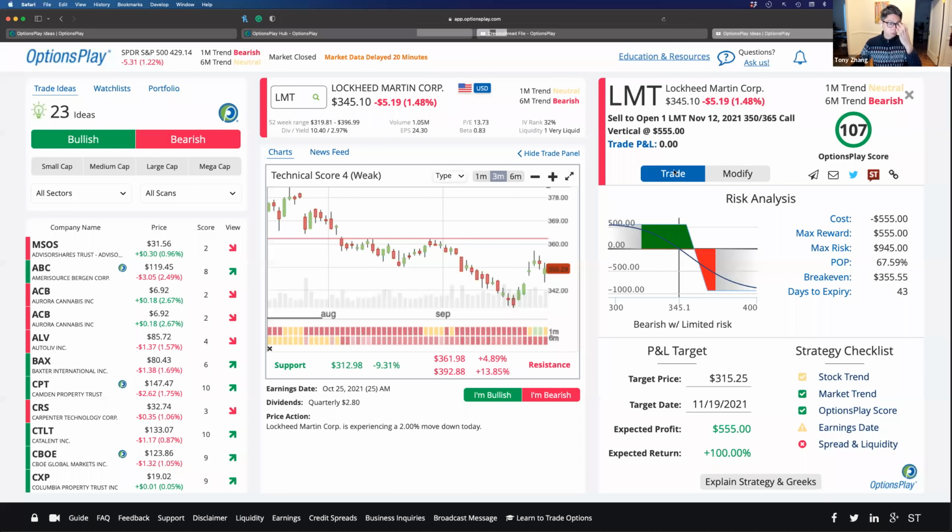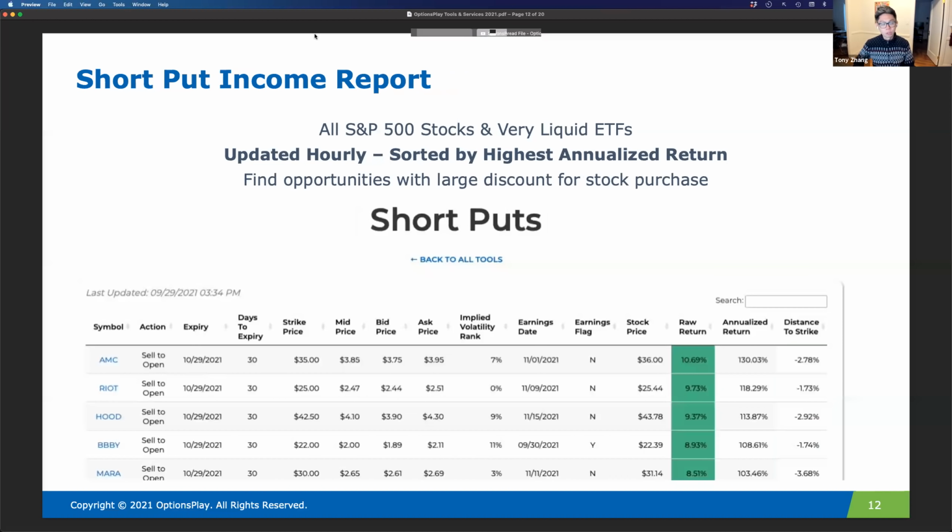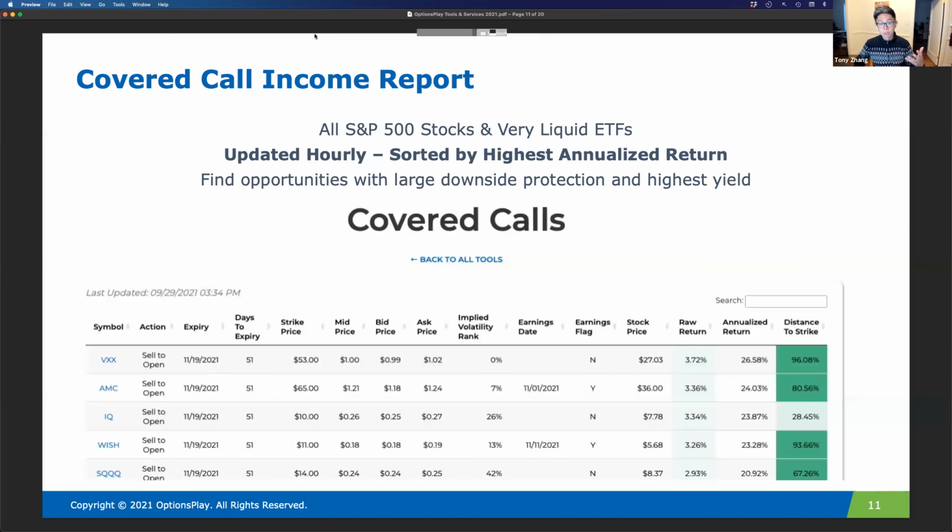So the credit spread report is more for those of you who like to sell credit spreads and have a directional view, but we also have other reports such as covered calls and short puts. Covered calls are for stocks that you own, short puts are for stocks that you want to own. These reports are designed to give you pretty much all of the stocks in the S&P 500 and very liquid ETFs. What we sort them by is the highest annualized return. What you're trying to find is opportunities for stocks that you own to give you some downside protection and generate some yield on the stocks that you own.